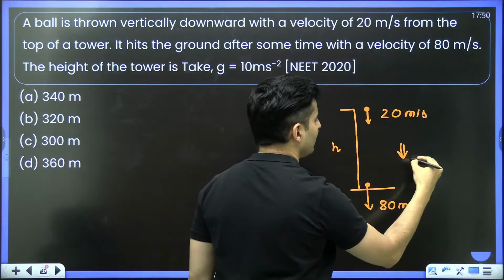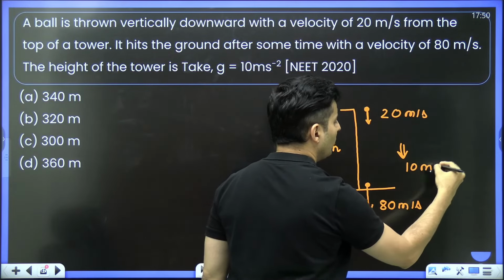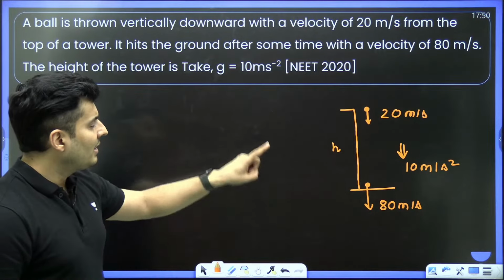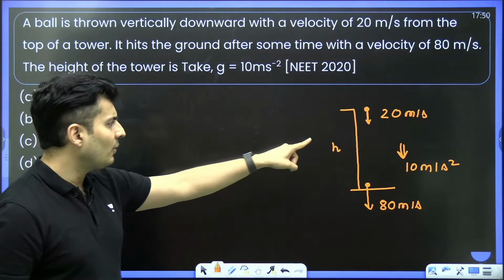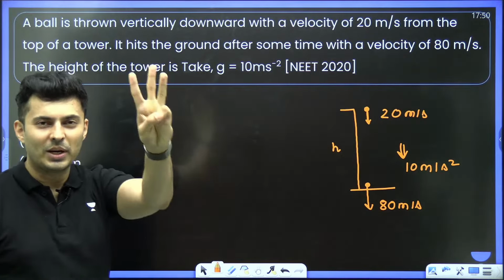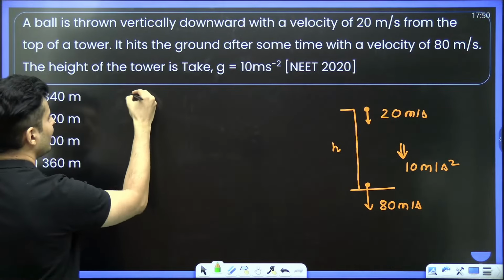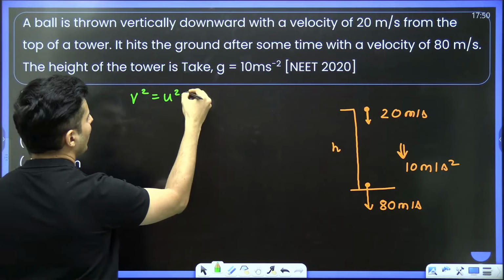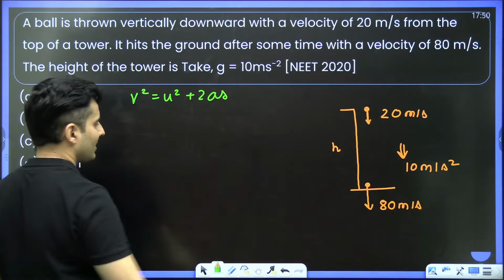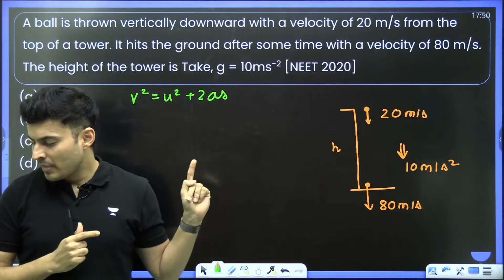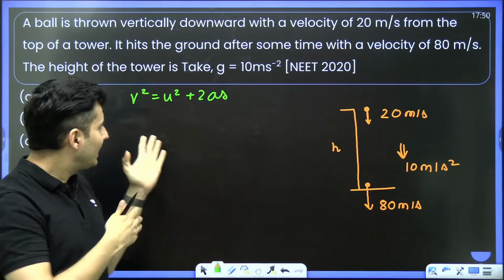We all know acceleration due to gravity is downwards, 10 meters per second square. I know final speed, initial speed, acceleration. I want to find displacement. There is only one equation: the third kinematic equation, guys. V square is u square plus 2as. Is that right? Understood? Okay, let's do this.